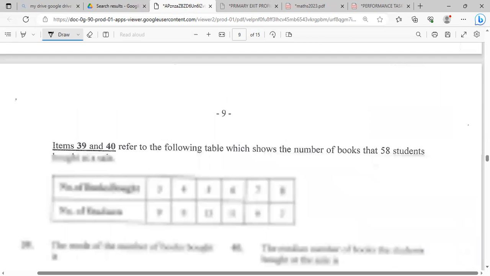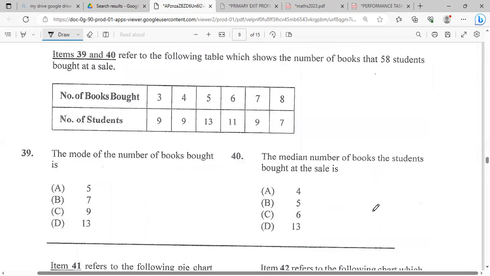All right, let's move on to 39. It says items 39 and 40 refer to the following table, which shows the number of books that 58 students bought at a sale. The mode of the number of books bought is, and this can be a bit tricky.